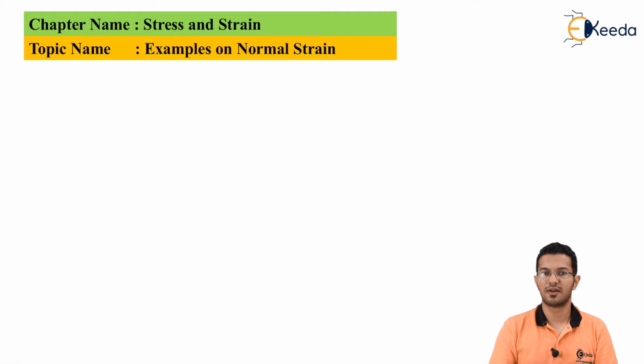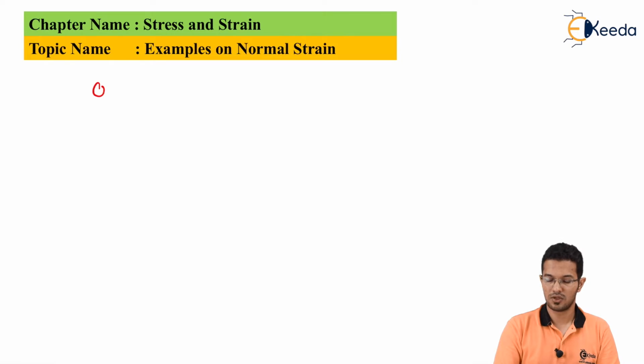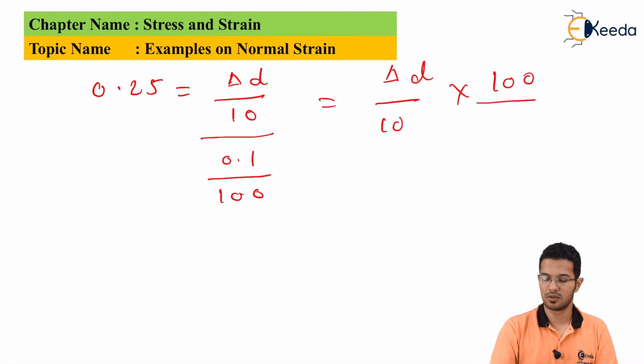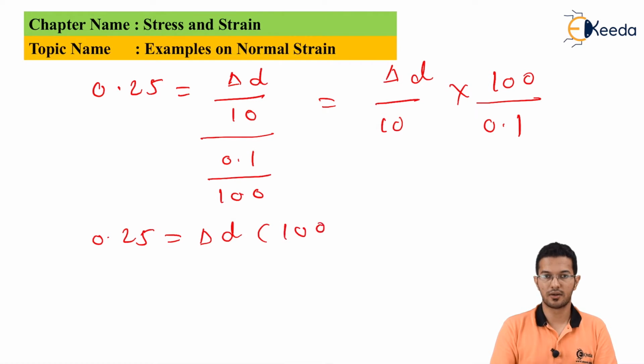Hence, if we write down the values, we get 0.25 is equal to delta D upon 10, the whole upon 0.1 upon 100, which is nothing but delta D upon 10 into 100 upon 0.1. On calculating, we get 0.25 is equal to delta D into 100. Hence, delta D is equal to 0.0025.